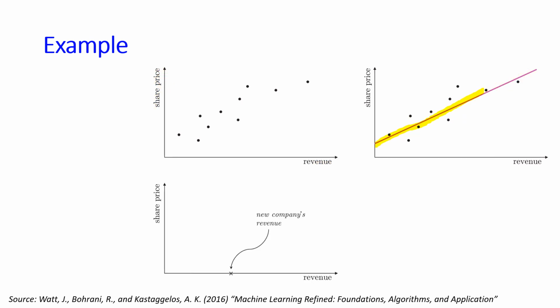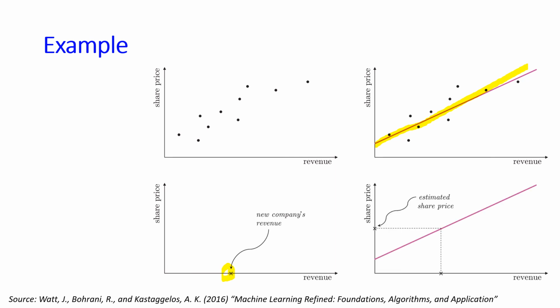Now, once we have this regression line, we may use the line to predict the share price of a new company. Suppose for the new company, we only have the revenue and we would like to know what the share price of that company would be. So what we can do is take this revenue of the company, use the regression line, and then read the y-axis, so we know that the share price of that company would be this much on the y-axis.